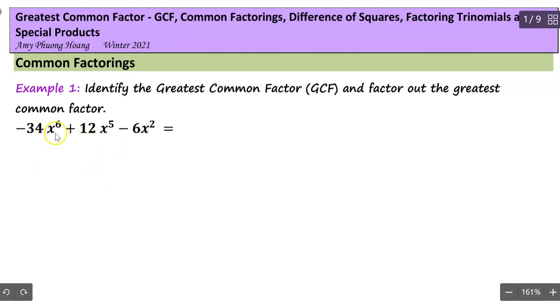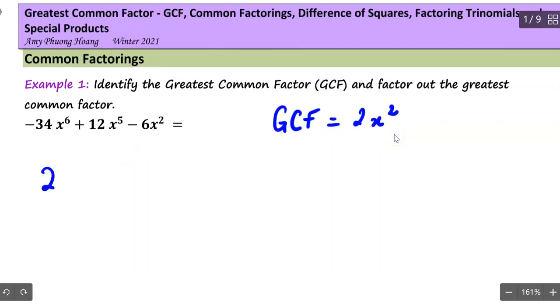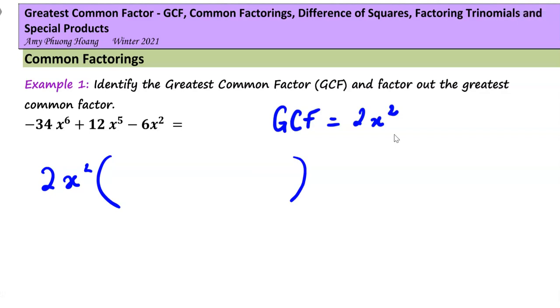What about the variables here? We have the powers x to the 6, x to the 5, and x squared. So you are going to pick the one with the lowest exponent. So the greatest common factor in this case is identified as 2x squared. Now I'm going to explain the steps behind factoring. After you find the greatest common factor, you write it outside the brackets. Basically, if you want to factor this, you divide this 2x squared into each of these terms.